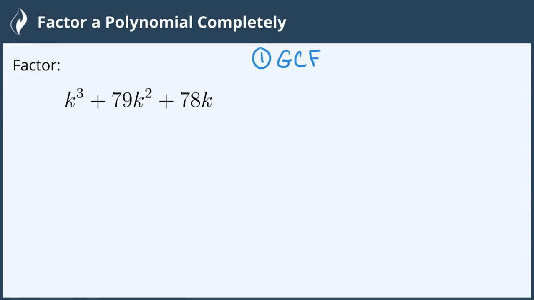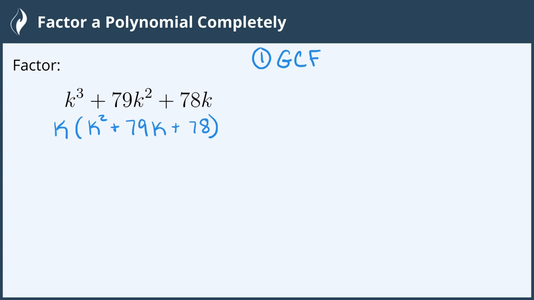In this case, all three of these terms have a k in common, but the first one is only a 1, so I don't need to look at any of the numbers to pull out or divide them all by a number. So let's just pull out or divide every single factor by the variable k, leaving us with k squared plus 79k plus 78.